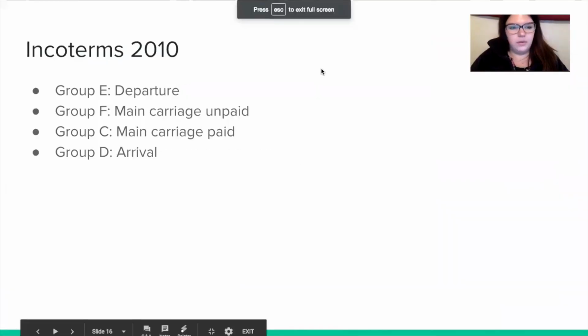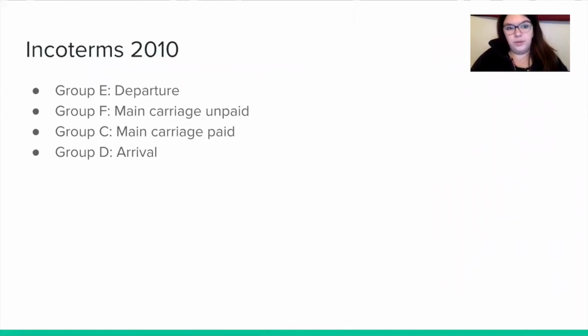All right, guys, before we get into the case analysis, we're going to review Incoterms a little bit. So Incoterms 2010, Group E is for departure, and that means the seller makes goods available to the buyer at the seller's premises, and that includes EXW. For Group F, it is main carriage unpaid, which the seller delivers goods to the carrier nominated by the buyer, which includes FCA, FAS, and FOB.